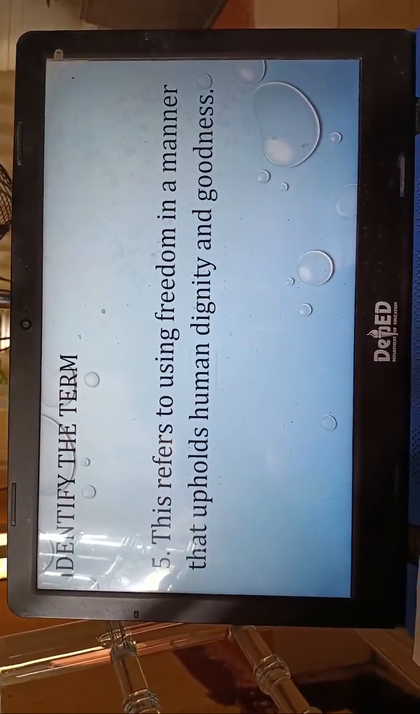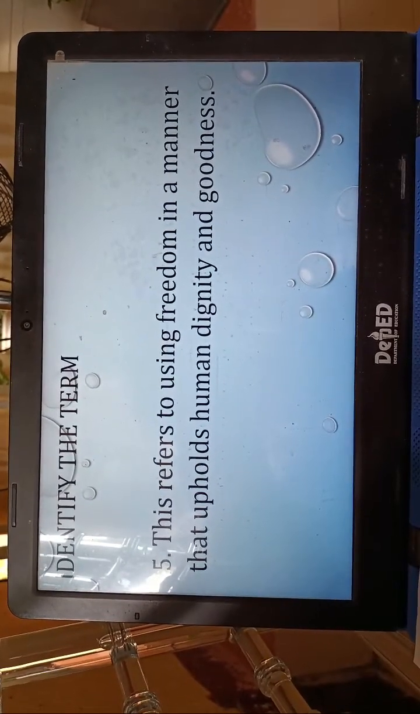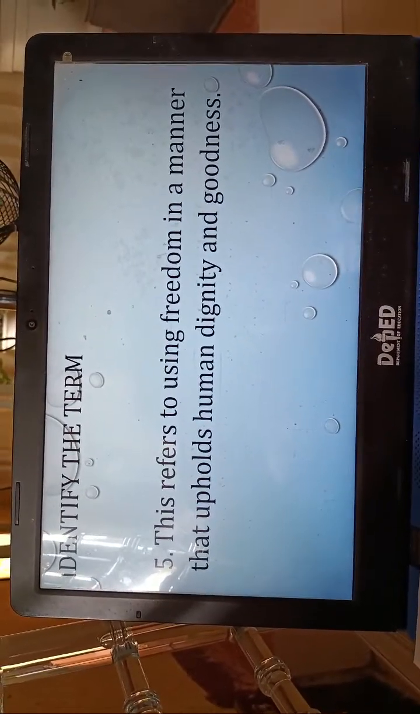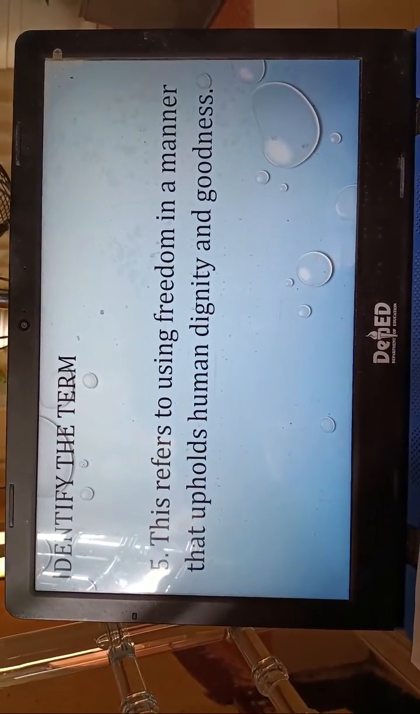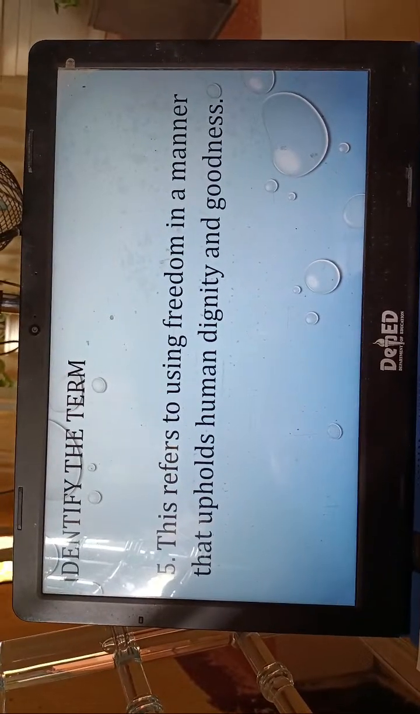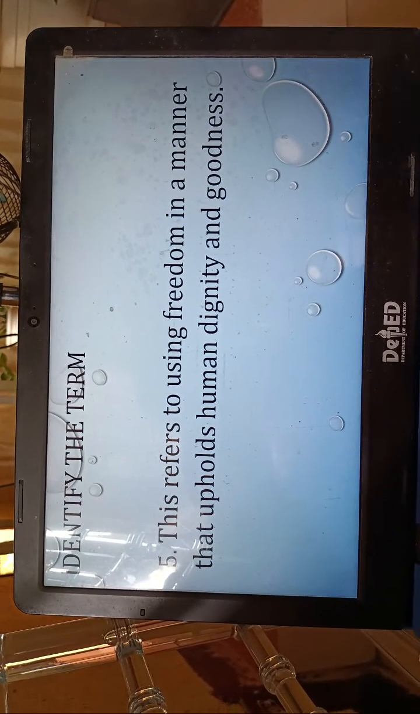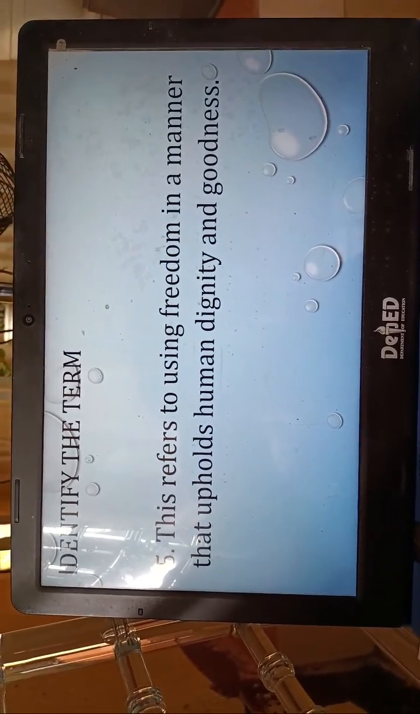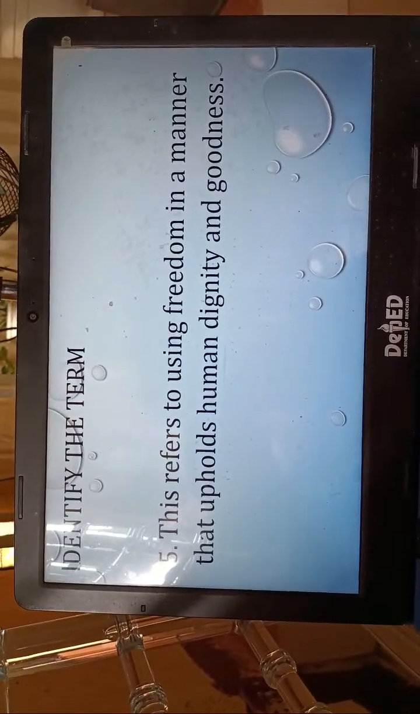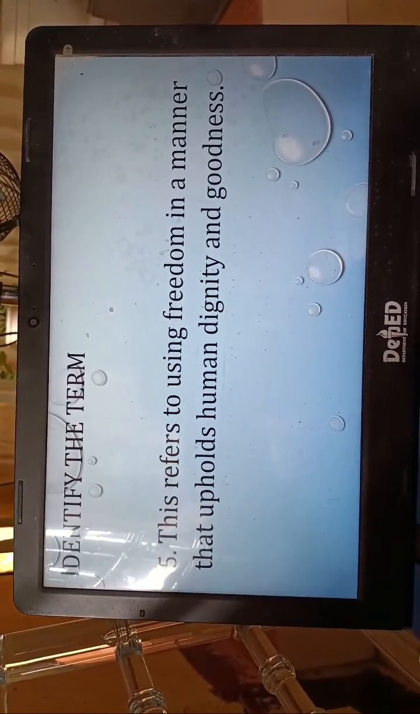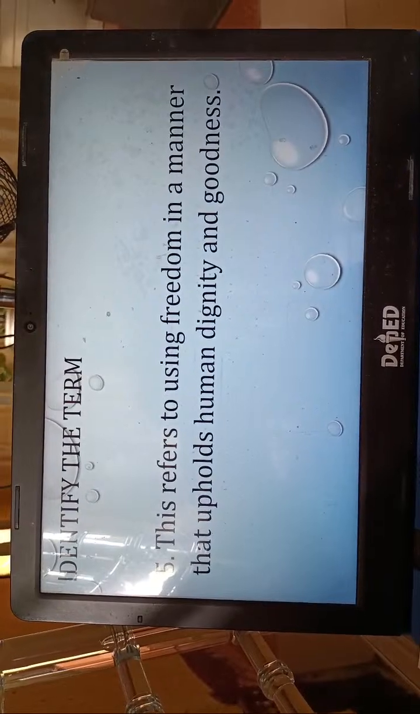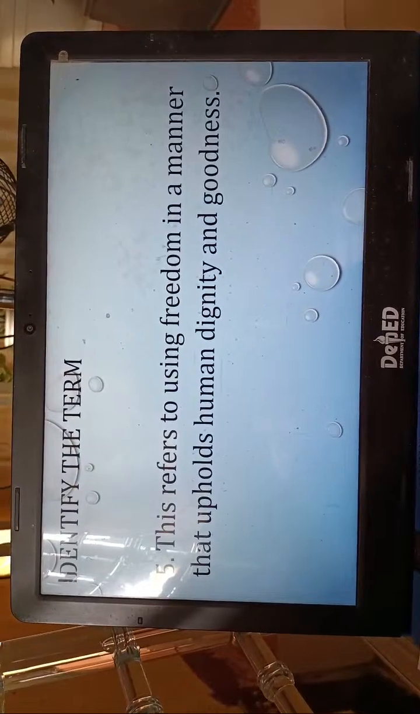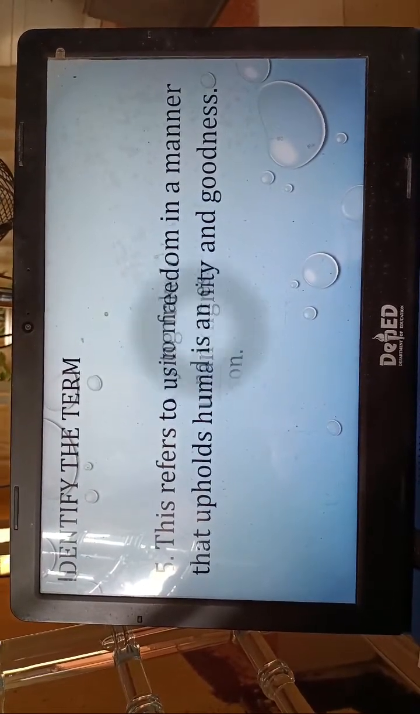Okay, for number 5 to 10, you identify the term. Identify what these are. We have the terms earlier, right? The kinds of freedom, the freedom, and the responsibility and voluntariness. So identify this one. As I said, you write your answers on the space left on your 1/2 sheet of paper. So this refers to using freedom in a manner that upholds human dignity and goodness. Ano kaya ito? Oh, you answer that on your 1/2.